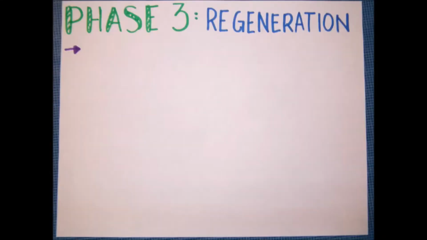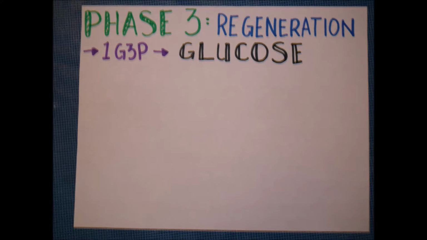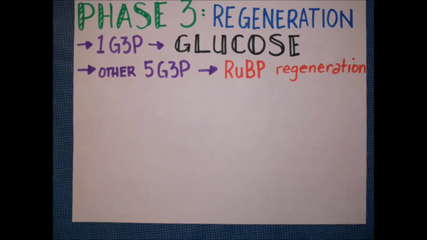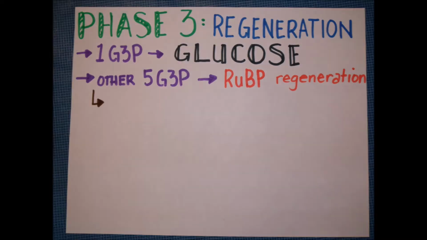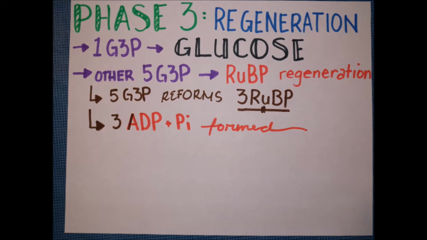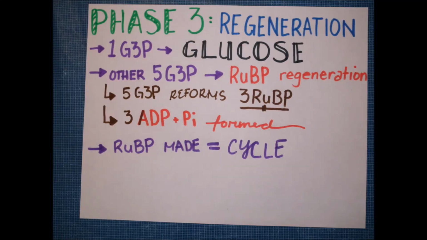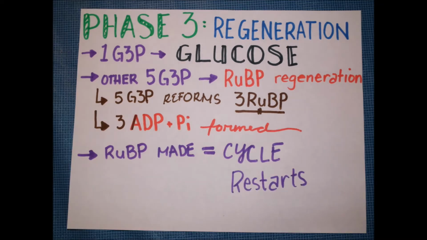Phase 3. Out of the 6 G3P made, 1 of them leaves to produce glucose. The other 5 get recycled to remake RuBP. Note that these 5 remake 3 RuBP. 3 ADP and 3 inorganic phosphates are made from another ATP hydrolysis. Why? To give RuBP energy. Now that RuBP is regenerated, the cycle can start again.